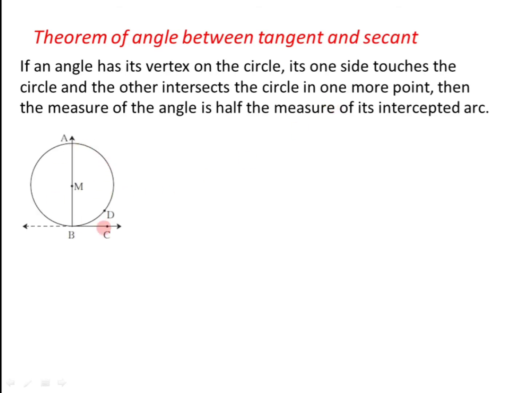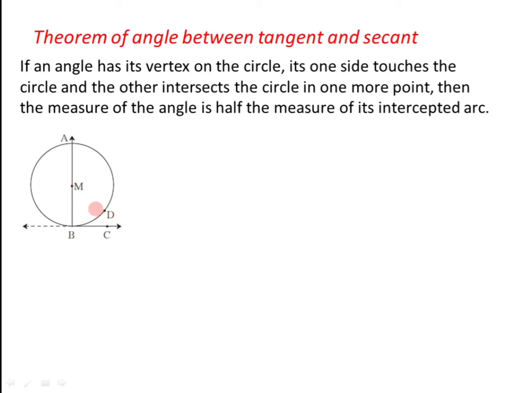Suppose we have a circle where angle ABC is given. Now side BC of angle ABC touches the circle at point B, that is, B is the point of contact, and the other side of the angle is AB, which intersects the circle at point A. In this diagram, the second side of angle ABC passes through the center of the circle. So this is the first condition that we may get.